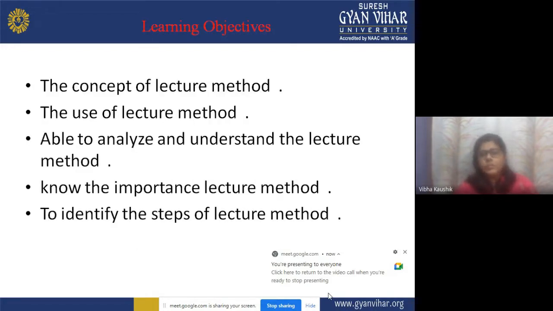Now, the learning objectives of today's topic are: the concept of lecture method, meaning you will be able to understand the concept of lecture method; the use of lecture method, where the teacher should use it; to analyze and understand the lecture method and how it is different from other methods; to know the importance of lecture method; and to identify the steps of lecture method, the specific steps of developing a lecture.